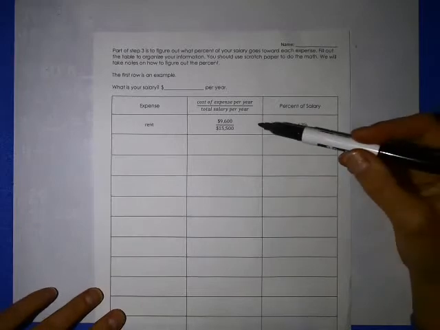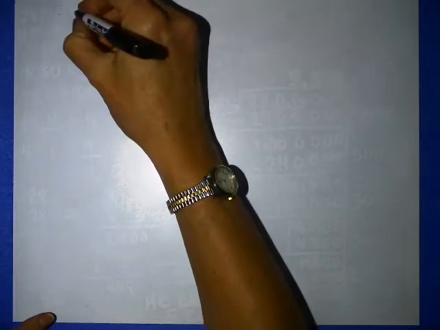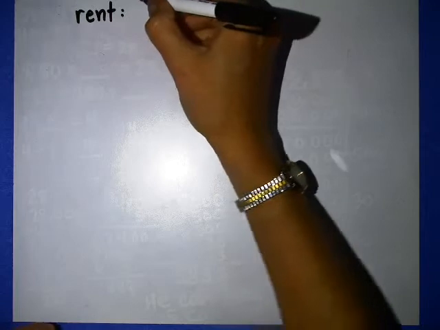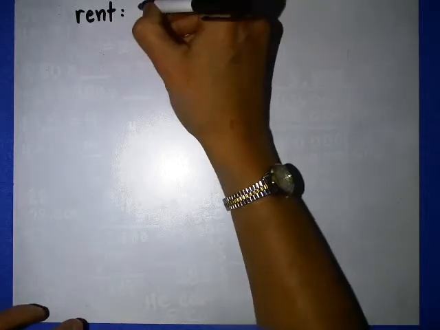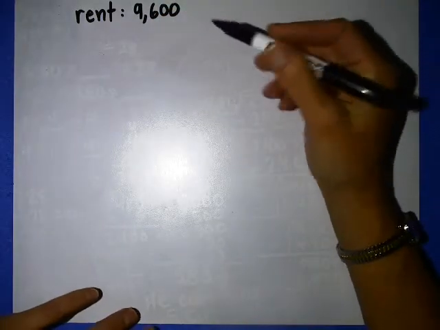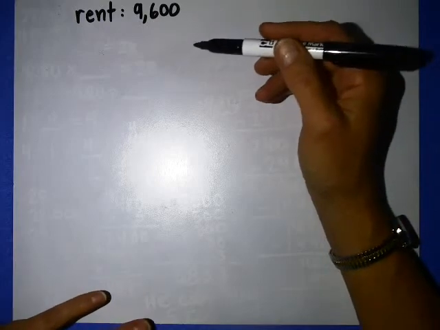So like we have been talking about in class, and we took notes on it, when you find a percent, you can use division. So first, what you will have in your information is a list of all your expenses. So one might be rent. My rent is, in this case, $9,600 per year. So I'm doing this per year. You can also do it per month if you want.